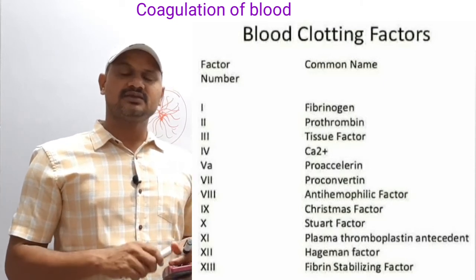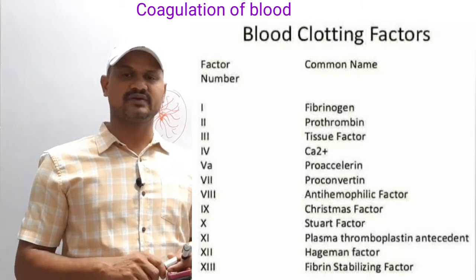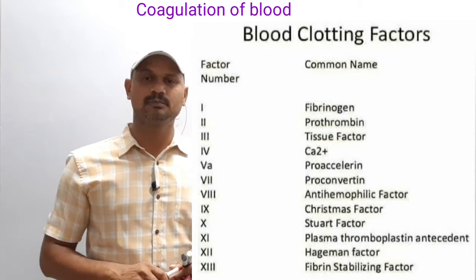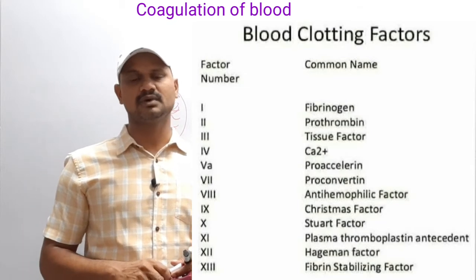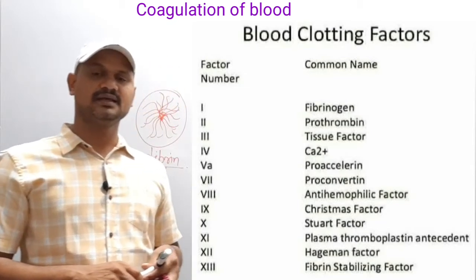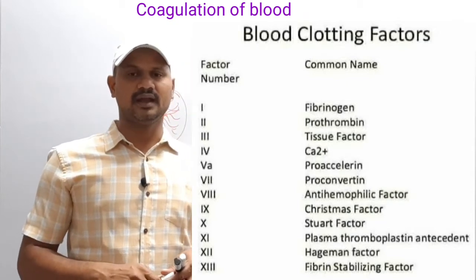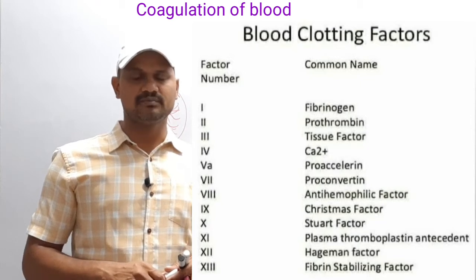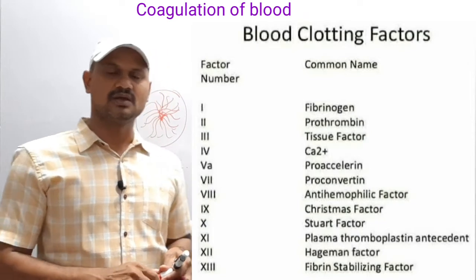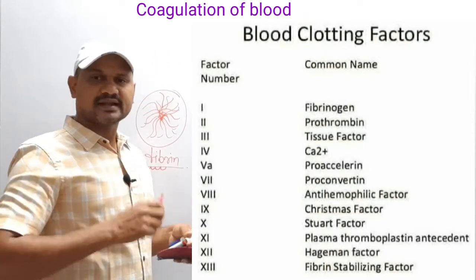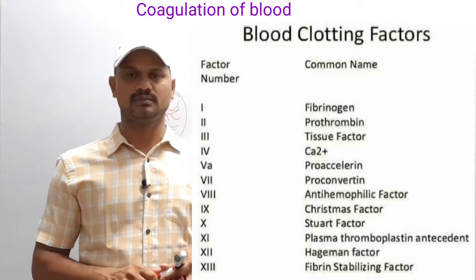Then the tenth factor is Stuart factor. The eleventh factor is plasma thromboplastin antecedent. The twelfth factor is Hageman factor. And the last, thirteenth factor is fibrin stabilizing factor. These are the factors that mainly help in coagulation of blood.